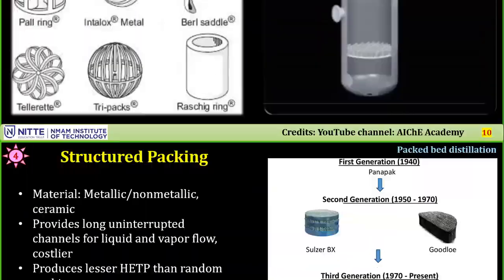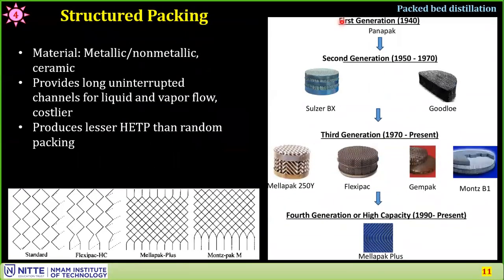Let's look at the second type, structured packing. Structured packing is usually metallic or non-metallic, or even ceramics are available. They have a particular structure. You can see how it is structured. This entire thing is put into the column. So it has corrugations, something like this. The liquid will move in one particular channel. Once it starts moving in, it will move, and the vapor also moves in that particular channel.